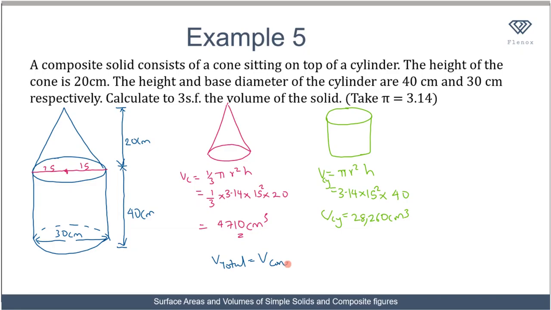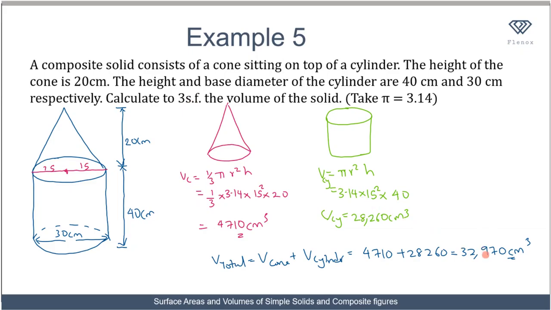So now we have said before that the total volume is equal to the volume of my cone plus the volume of my cylinder. And what would that be? That would be 4710 plus 28260. And what would that give me? That would give me 32970 cm cube. But the question asks me to write my answer to three significant figures.